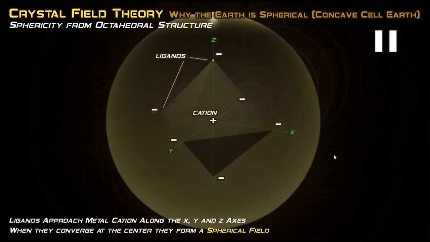And now we understand why we have a spherical Earth. We have a spherical celestial sphere. We have a spherical glass bubble in the sky. Actually, probably a couple of those. And it all has to do with the understanding of crystal field theory and the product of the spherical energy bubble that is created by the convergence of the negatively charged ligands converging in the center.